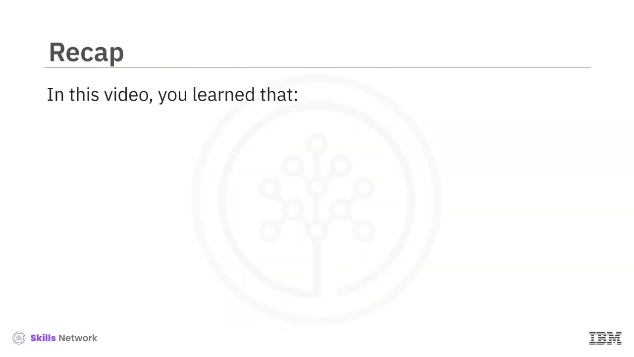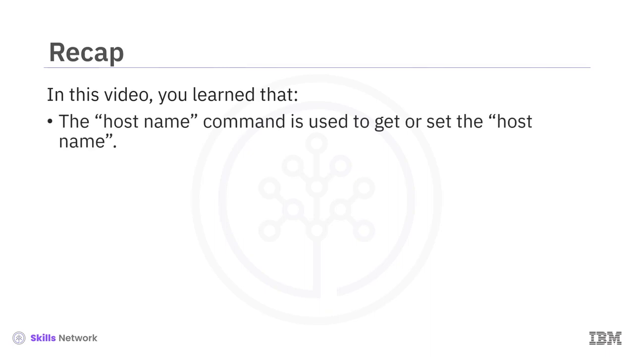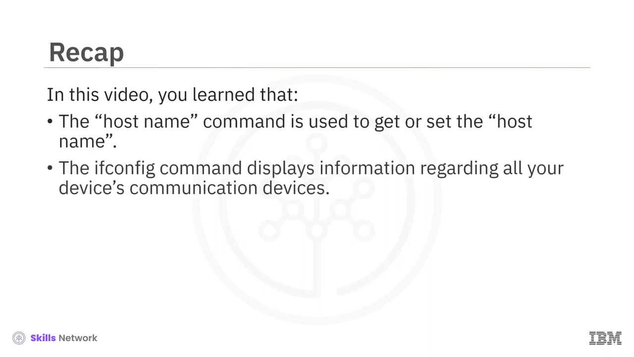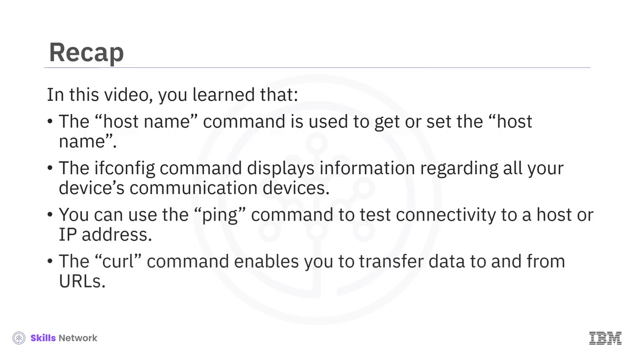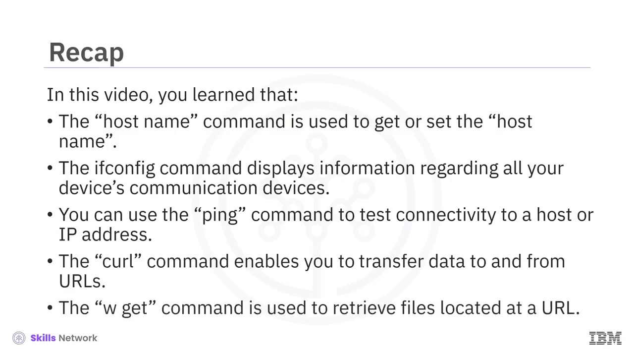In this video, you learned that the hostname command is used to get or set the hostname. The ifconfig command displays information regarding all your device's communication devices. You can use the ping command to test connectivity to a host or IP address. The curl command enables you to transfer data to and from URLs. The wget command is used to retrieve files located at a URL.